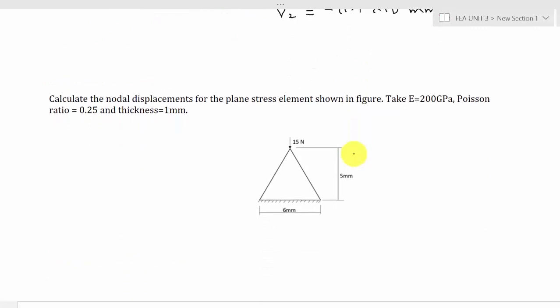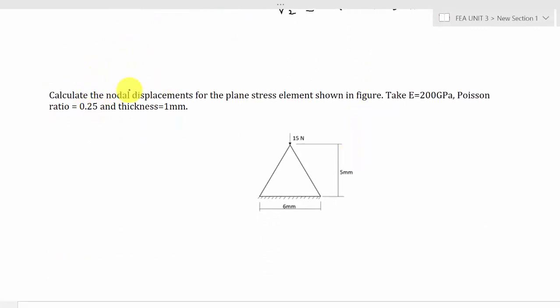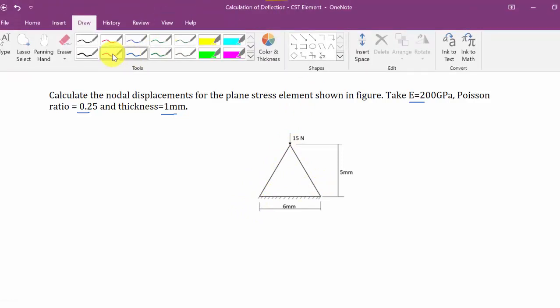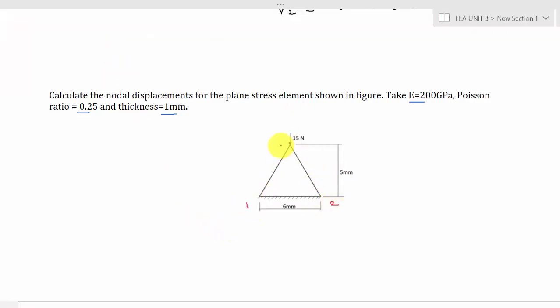Okay, fine. So this is the tutorial problem. Calculate the nodal displacements for the plane stress element shown in the figure. So the E is given, Poisson ratio is given and the thickness is given. So this is the given CST element. Okay, so we can number it like this. It is 1, 2 and 3. So this is x1, y1, x2, y2 and x3, y3. So the deflections are u1, v1, u2, v2 and here it is u3, v3.